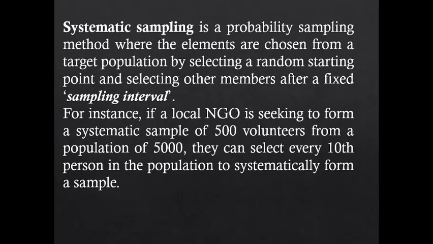The other one is systematic sampling, and it is actually an improvement on simple random sampling. Here we choose respondents by giving a fixed sampling interval, and then according to that interval we choose respondents. For example, if a local NGO is seeking 500 volunteers from a total population of 5,000, they can choose every 10th person in the population in a systematic way. That's why it is called systematic sampling.